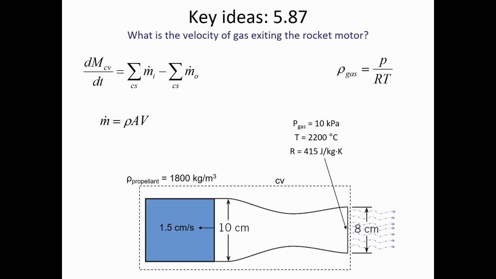So they've given you the diameter. You can find the cross-sectional area of the nozzle. They've given you all this ideal gas law stuff so that you can calculate the density of the gas. And the only thing remaining is the velocity of the gas. So that'll be the only unknown.